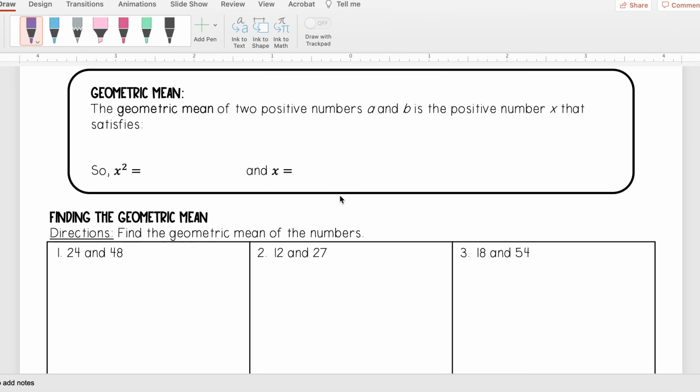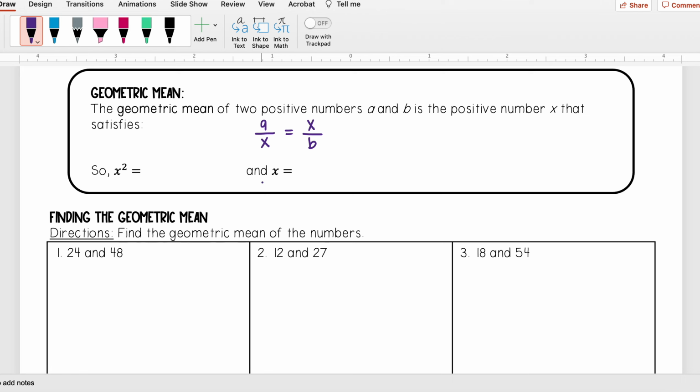In this video, we'll be talking about geometric mean. The geometric mean of two positive numbers, a and b, is the positive number x that satisfies a over x is equal to x over b. So our geometric mean is x, and basically it makes this proportion true.